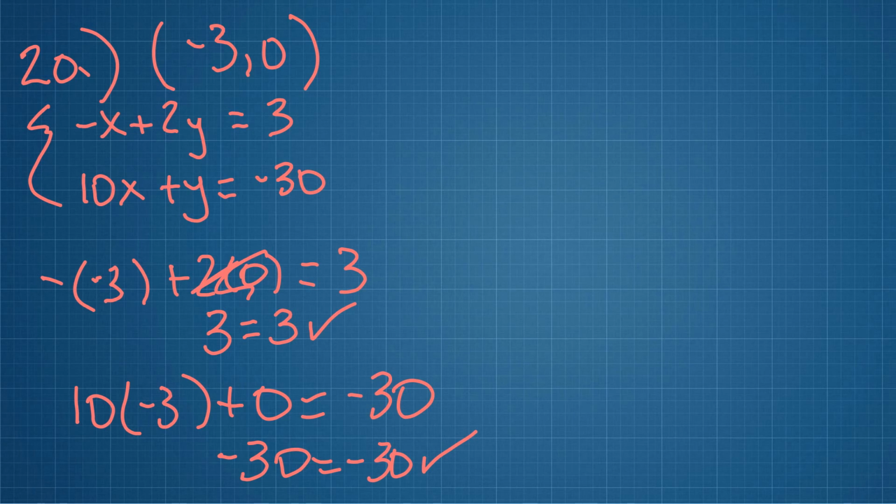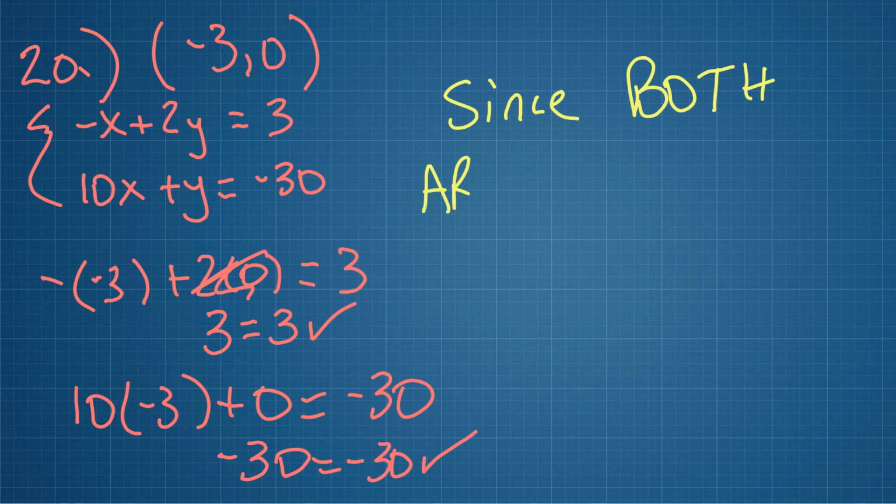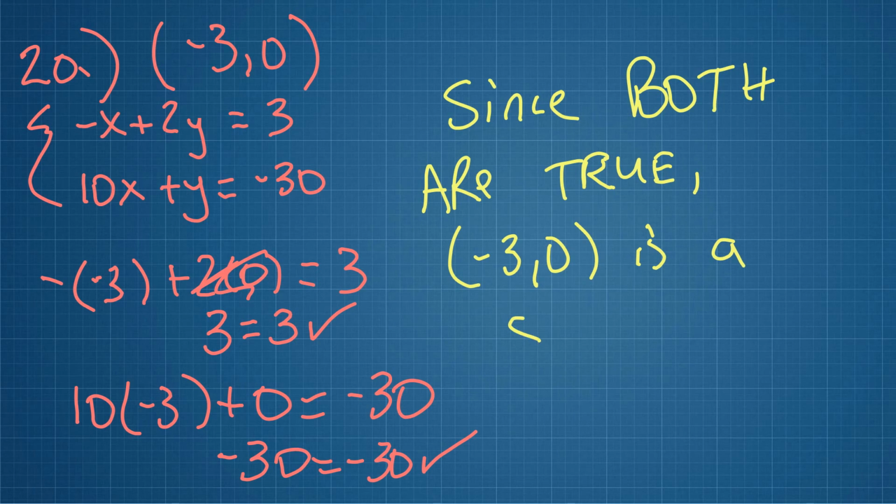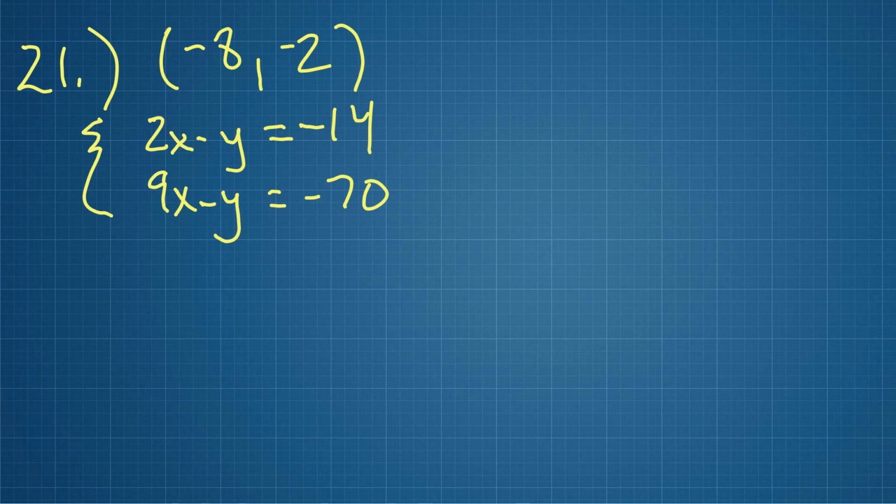So remember, I have to answer the question. I can't just not answer the question. I say, since both are true, (-3, 0) is a solution. That's it.